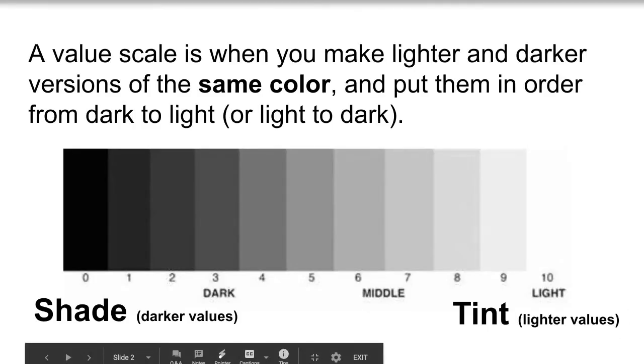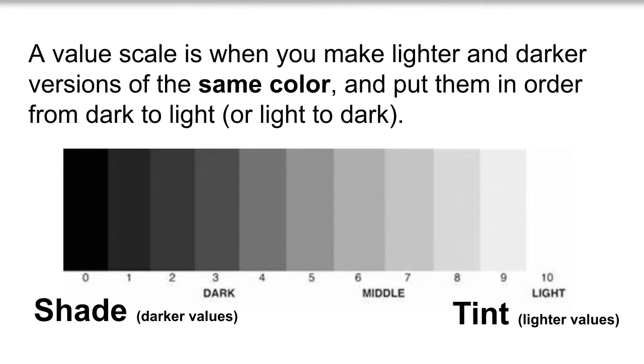Today I'm going to explain to you about the Value Scale Challenge. A value scale is when you make lighter and darker versions of the same color and put them in order from either dark to light or light to dark. Here's an example of a gray scale that starts very dark, almost like black, all the way through middle tone grays to a light gray and a white.